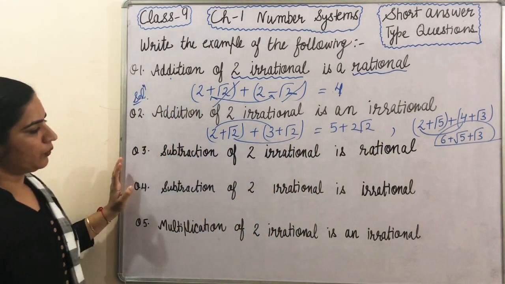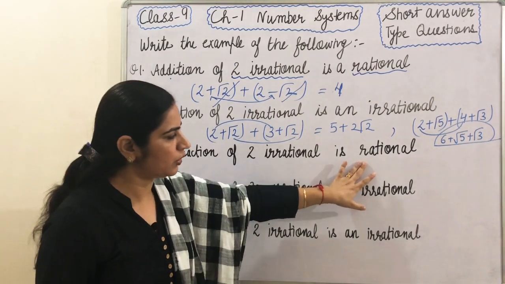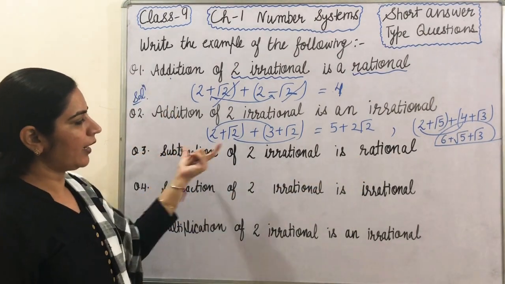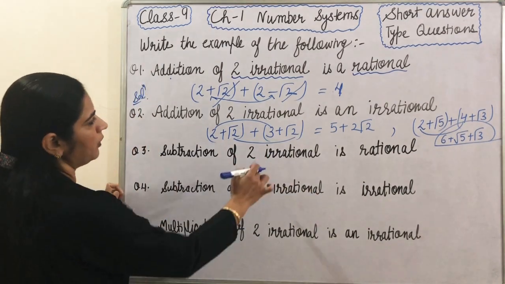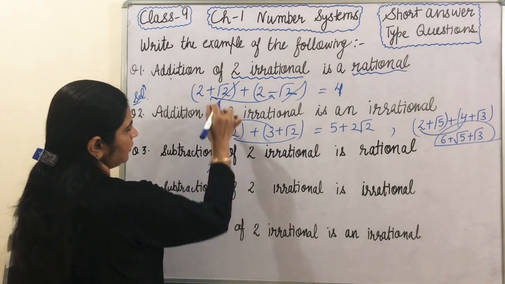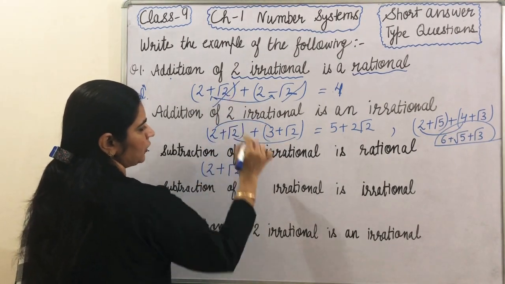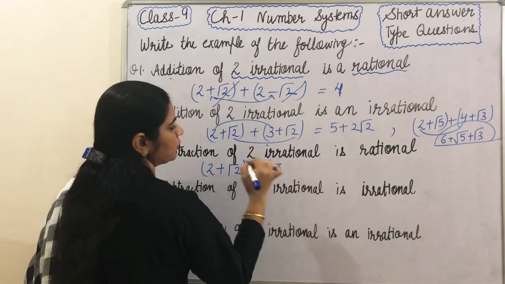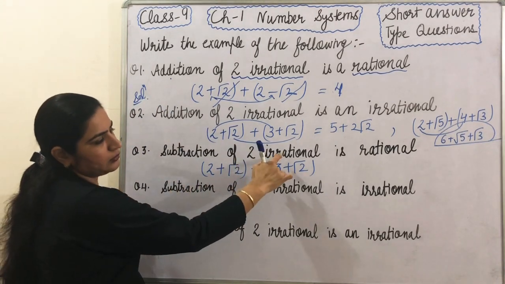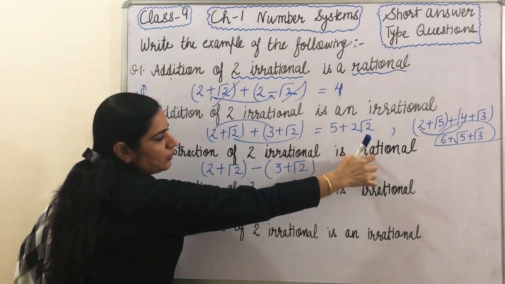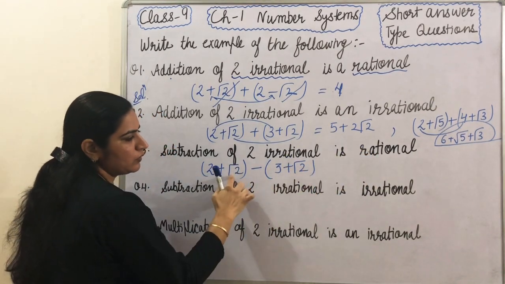Clear? Now next one, subtraction of two irrationals is a rational number. We have to subtract two irrationals such that the result is a rational number. Here I am taking, suppose the same number 2 plus root 2, and subtraction is required. Suppose 3 plus root 2 I am taking, because this root is not required at the end. The requirement of the answer is a rational number, so I want to remove this root.